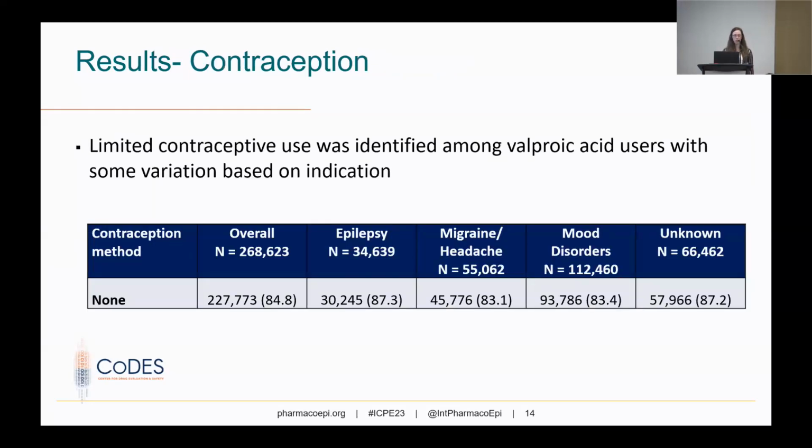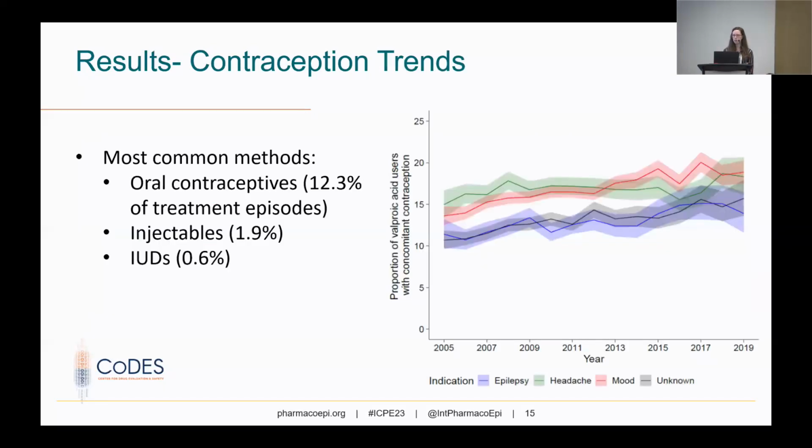In terms of contraception, we found very limited contraception use among our users. So I'm showing the patients that there was no identified contraception. So 85% of our patients, there's no identifiable contraception. That number varies by indication slightly. In terms of the trend, so you can see across time, we do see a slight increase across the study period. So it does look like there might be a little bit more adoption of contraception across the study period. As expected, most of our patients were using oral contraception, followed by injectables and IUD.